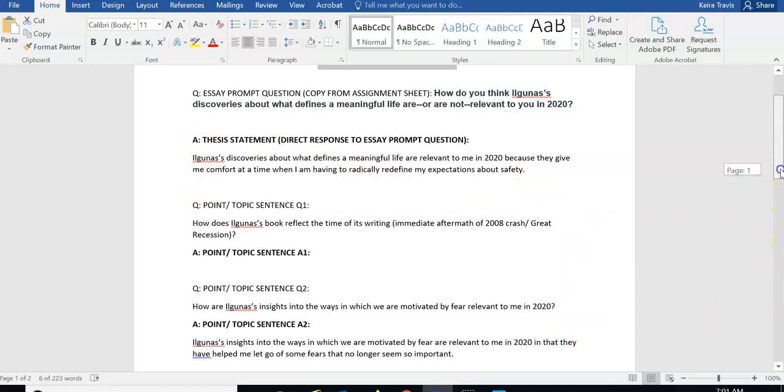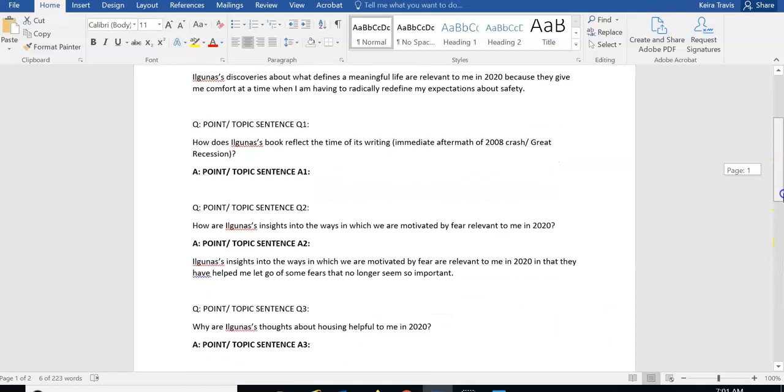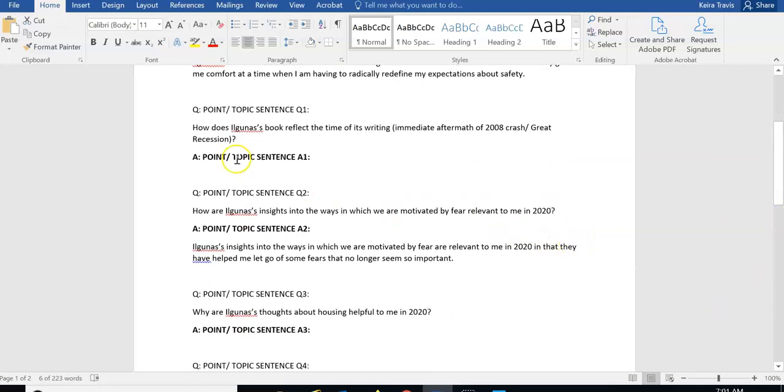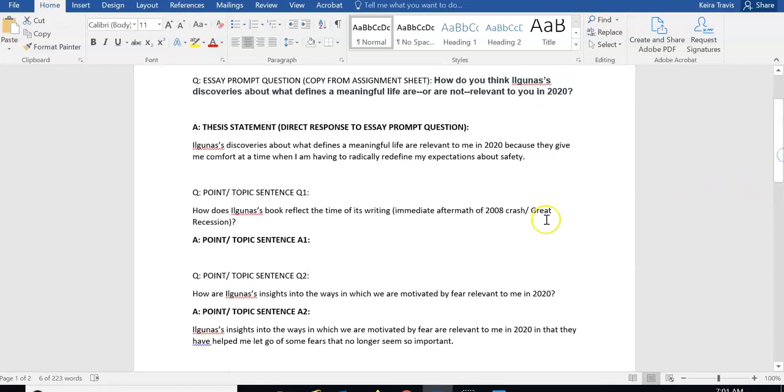Okay, so then I'm going to write these smaller how and why questions. How does Il Gunness's book reflect the time of its writing? Immediate aftermath of 2008 crash, Great Recession. Okay, so in my answer to that one, which I haven't actually written, there is going to be something about safety, or redefining expectations of safety in the Great Recession.